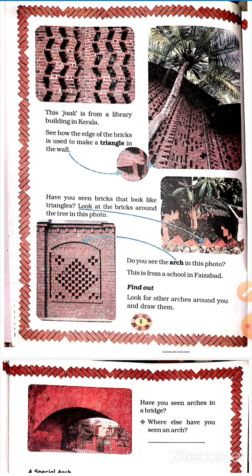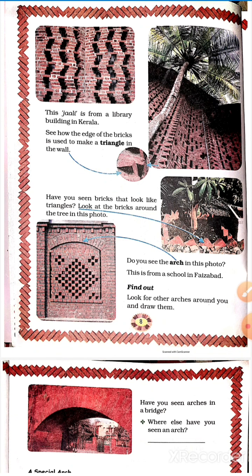In today's session, we will continue our chapter Building with Bricks. In the previous session, we had started the story of Jagruti School, in which we had studied different brick patterns, Jali pattern, Jarokha pattern, and today we will continue in this session. Now, see on page number 8, at the start, this Jali is from a library building in Kerala.